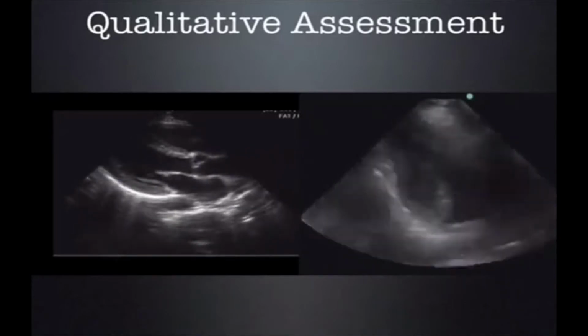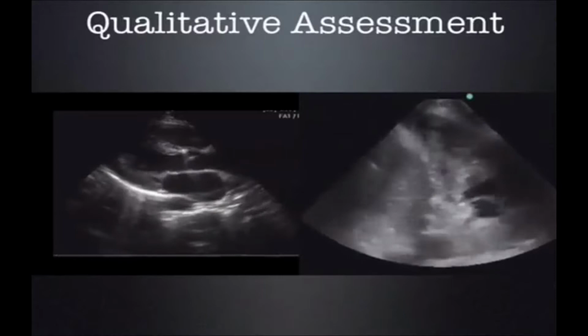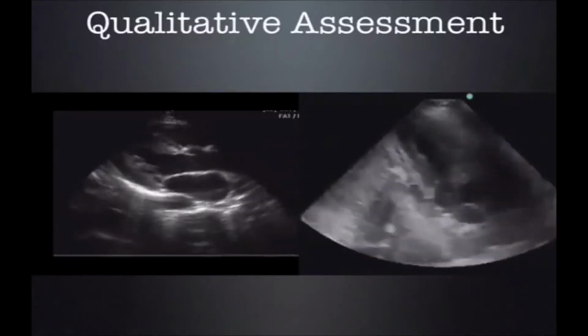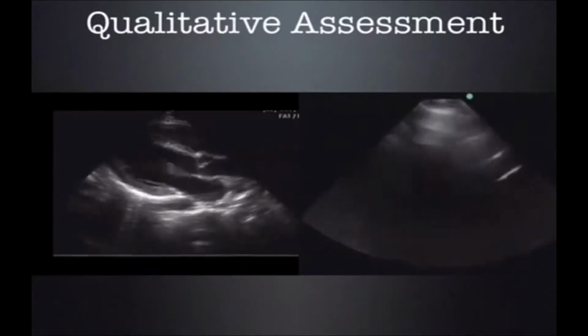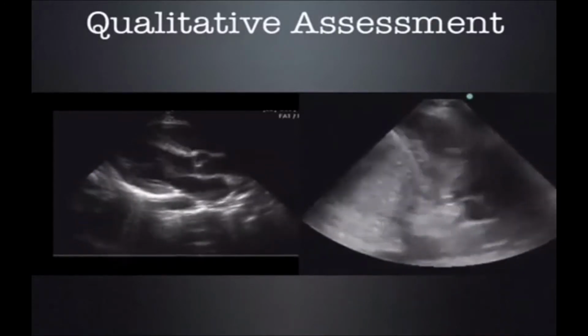If this is a patient who you've already given 3 or 4 liters of fluid to and the IVC is starting to plumpen up, but you take a look at the LV and it's still hyperdynamic as pictured here, then this patient needs more volume. I would continue IV hydration.